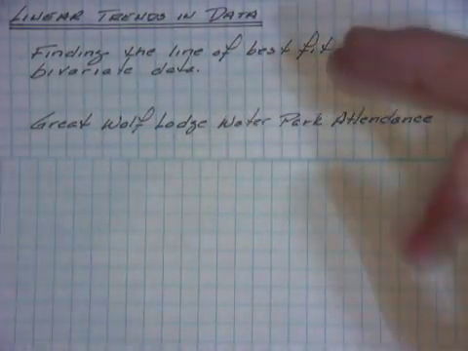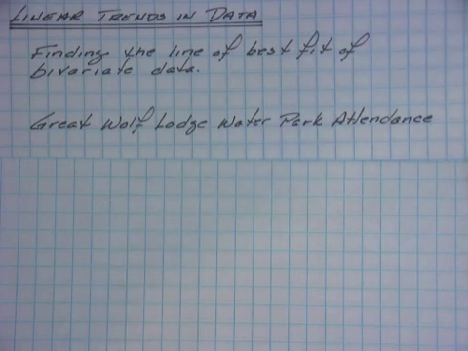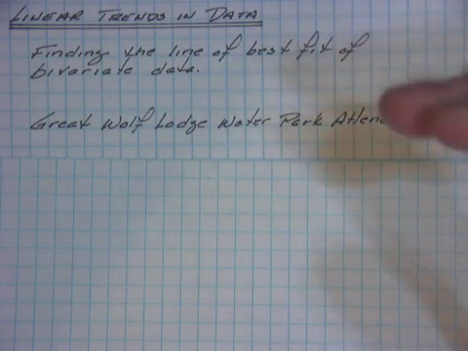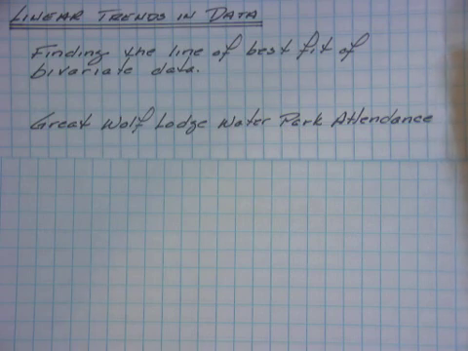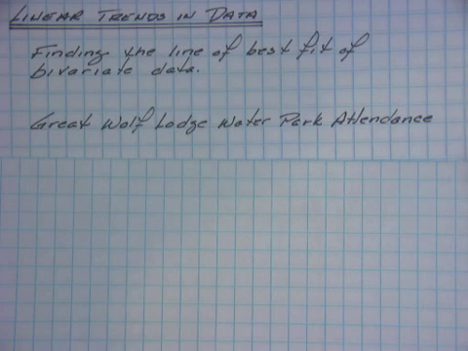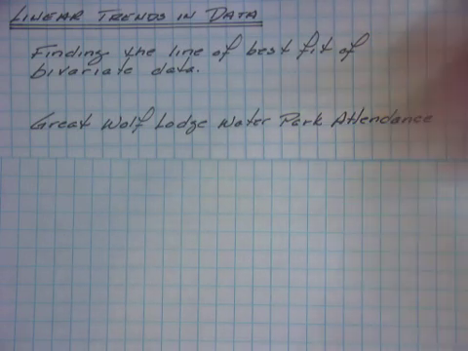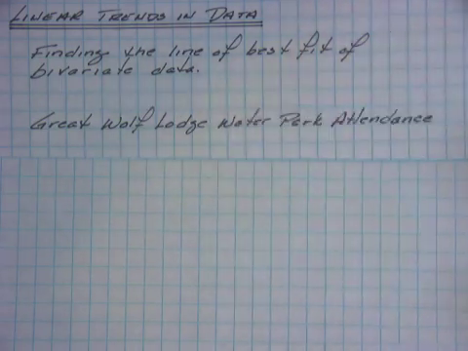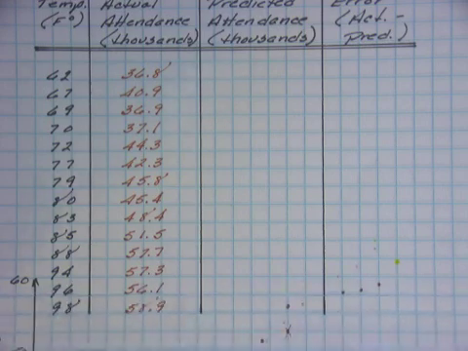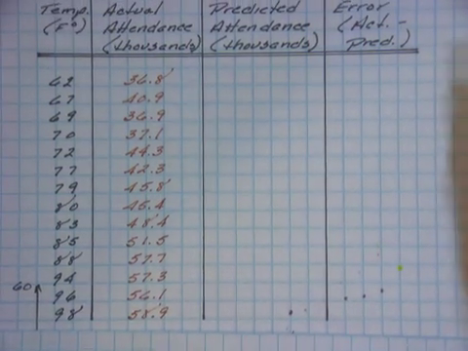Some of you may have been to the Great Wolf Lodge water park, but what they wanted to do at the water park is they wanted to gauge, does the outside temperature have an influence on how many people come into the park? So what they did is they hired some kid on summer vacation, and he sat there at the gate and he recorded what was the temperature and how many people came into the park. Pretty simple job. All right, so what happens is they got this data, okay?